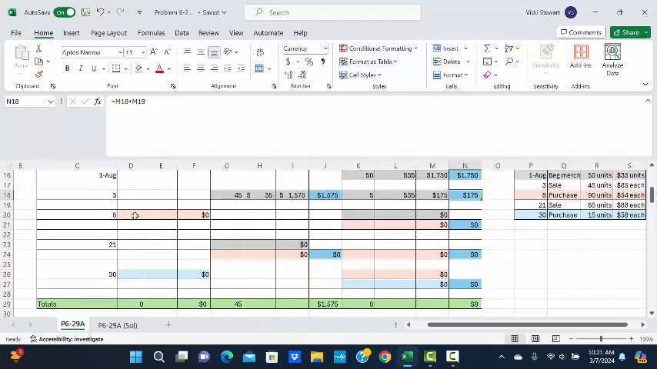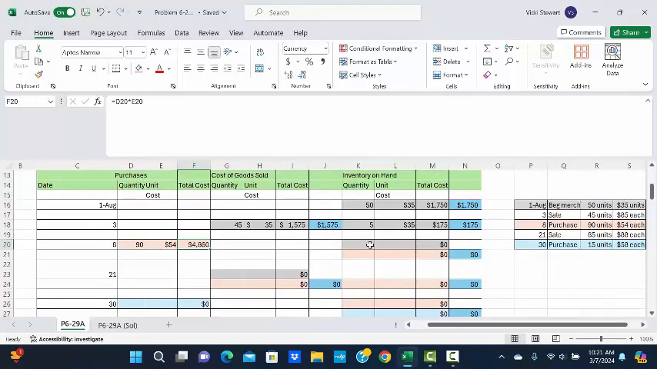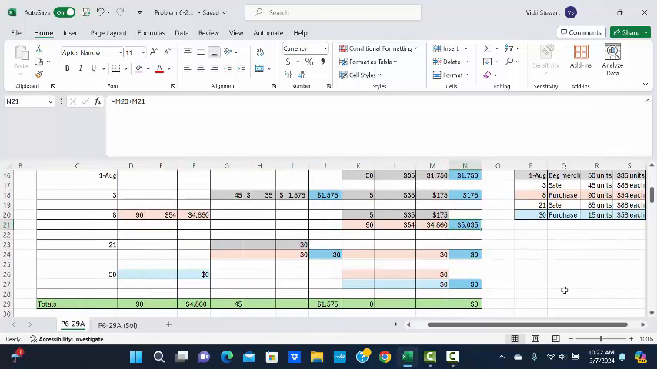$175 in merchandise inventory. On August the 8th, the problem stated that we purchased 90 units at $54 each. So 90 times 54 is $4,860. We have on hand after that purchase 5 units that were $35 each, and we have the 90 units that we just purchased at $54 each. So adding these two amounts together, our ending inventory or merchandise inventory on hand is $5,035.